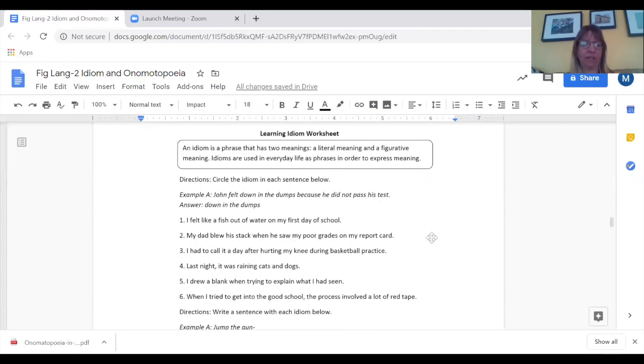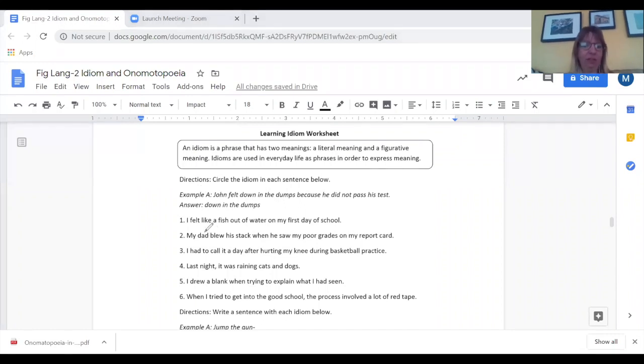All right, so we're going to look at this worksheet right now. Again, an idiom is a phrase that has 2 meanings, a literal meaning, like there are actual cats and dogs falling out of the sky, or it can also have a figurative or symbolic meaning. So we are going to circle the idioms in each of these. If I can get my finger up here.